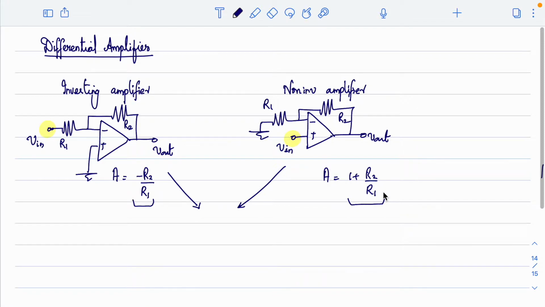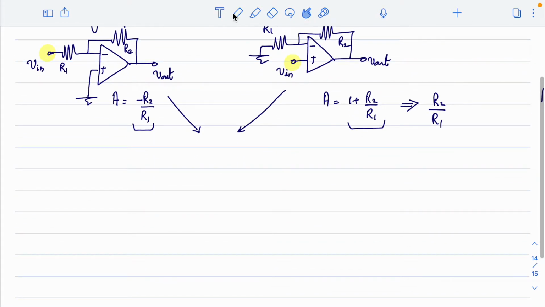Are you guys following what I am trying to say? Say for example, if the inverting gain is minus R2 by R1, the non-inverting gain also should be made R2 by R1, right? So the gain magnitude should be made equal. So when I go ahead with a differential amplifier out of this inverting and non-inverting, the intention is, after making the gain magnitude of the non-inverting amplifier exactly equal to that of inverting, I can combine these two. Alright, so I'll tell you what I meant by combining these two.